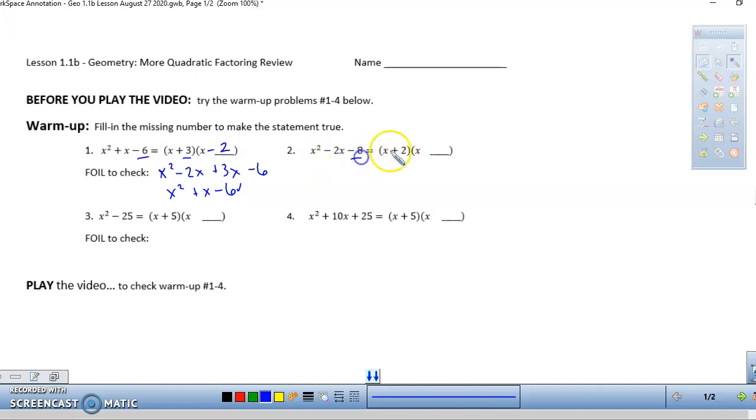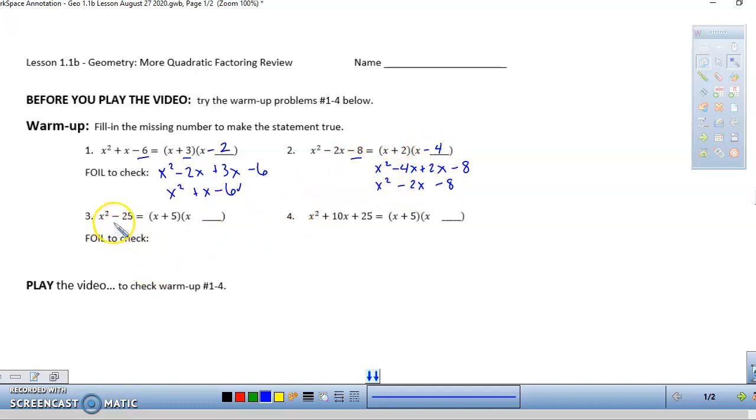Next one, you want a -8. You have a +2 here, so to multiply, you need a -4. And once again, we are foiling to check. So combine like terms, -4 plus a 2 is a -2 minus the 8, so those match. And -4 would be the correct fill in the blank.